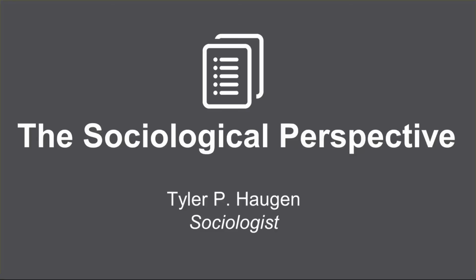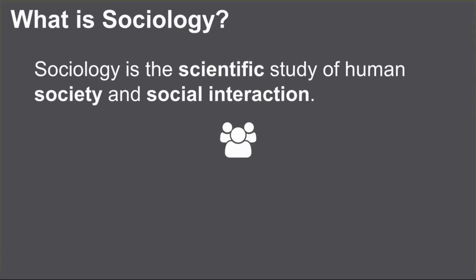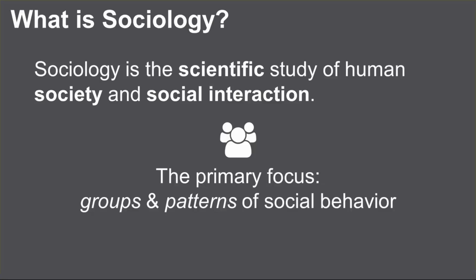In this first module, we're going to take a look at the sociological perspective and talk a little bit about what sociology is and what sociology is not. So first of all, sociology is the scientific study of human society and social interaction. We're not necessarily interested in animal behavior or looking at individuals, we're more so looking at how folks interact with each other in society. The primary focus is really around groups and the patterns of social behavior.